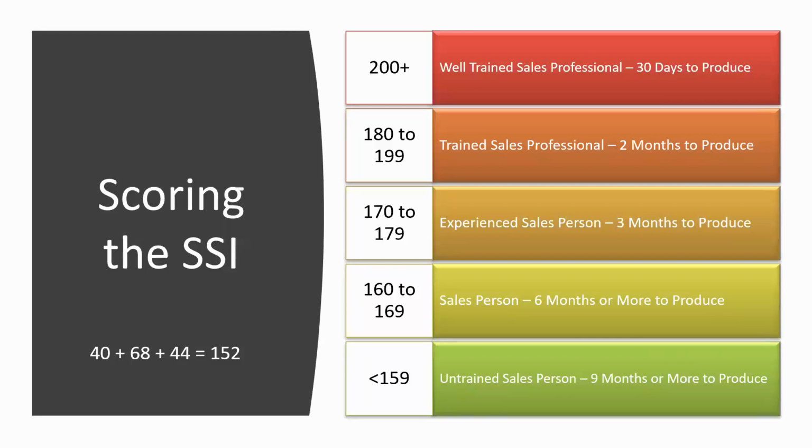So how do we score the SSI? Well, remember those scores that I had circled in red on those 3 other pages? Those are the scores that we add up to get our total score. And so our applicant ended up with a total score of 152. Now, unfortunately, that means that they are an untrained salesperson in my analysis. This means that someone with that low of a score basically knows nothing about sales.